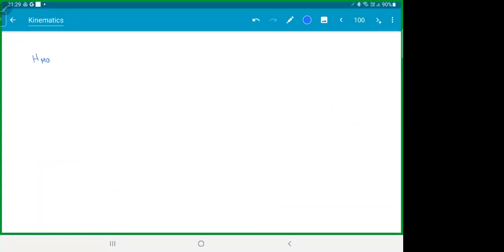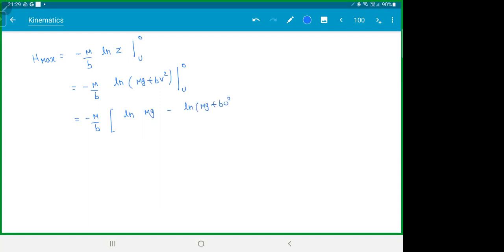So we get h max is equal to minus m by b ln z, which is m by b ln, limits are from u to 0. Ln z is mg plus bv square, limits are from u to 0. Substitute 0, you get ln mg. Substitute u, you get ln of mg plus bu square. Send minus inside, and ln a minus ln b is ln a by b. Ln of mg plus bu square by mg. This is your h max, everyone.